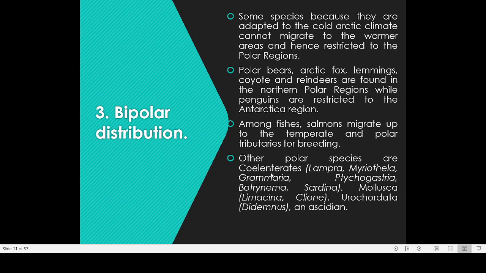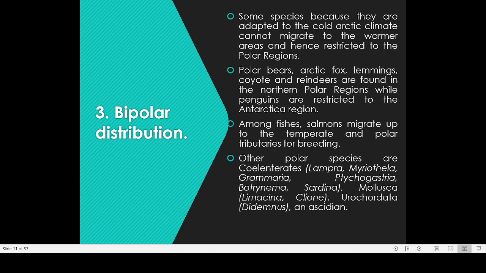Then there are many species like cyclostomes. Among cyclostomes, we have different types of species: Lampetra, Myxine, Gramaria, Icogastria, Botrinema, Sardina. And among mollusks, we have Limacina, Clione, and Urochordata, that is Didymus. So these are some other animals exhibiting this, animals from among the invertebrates. Vertebrates we all know, we are very familiar. But from the invertebrates also there are many animals which are present only in the polar region, either Arctic or Antarctic region.